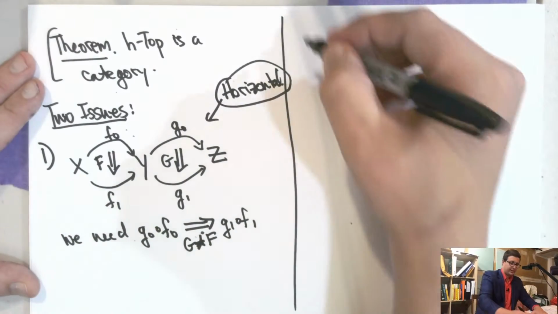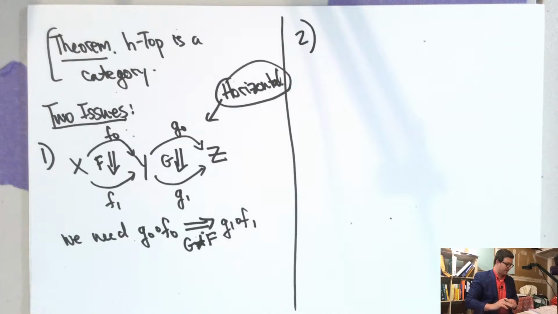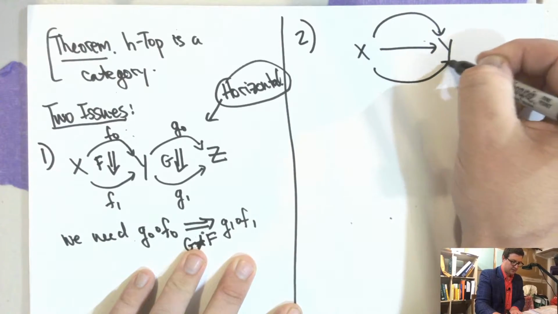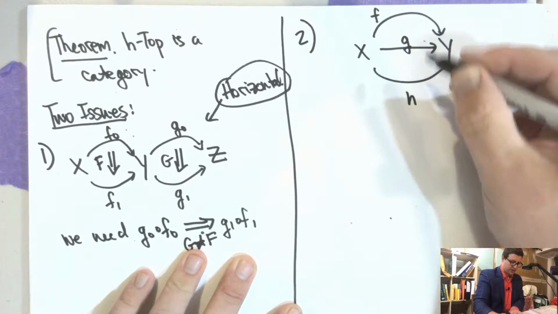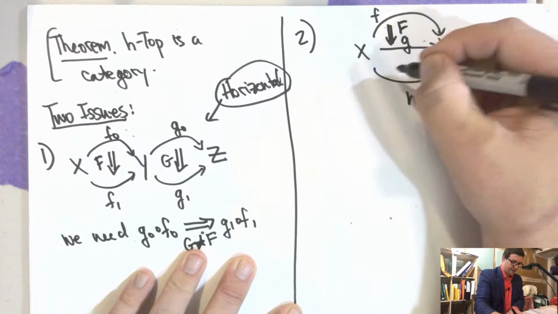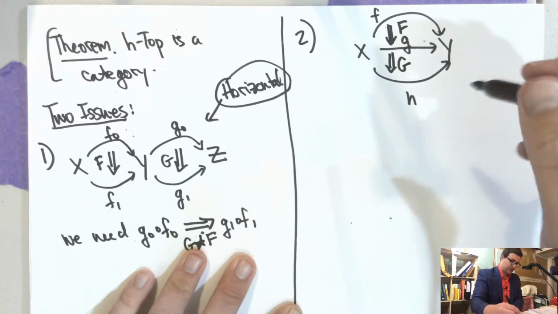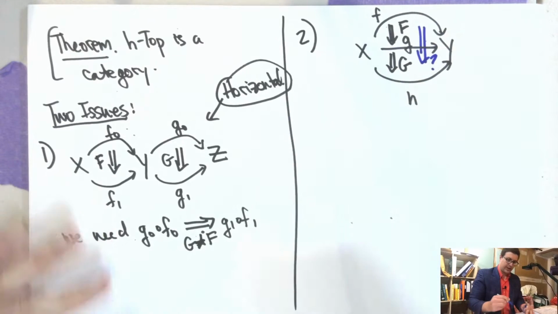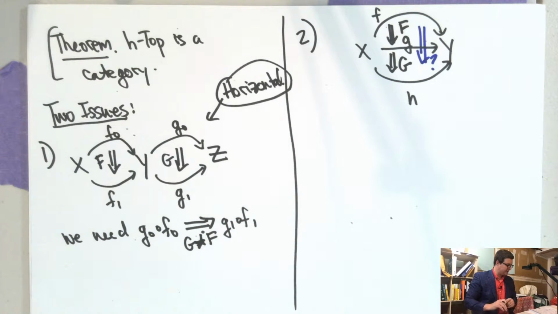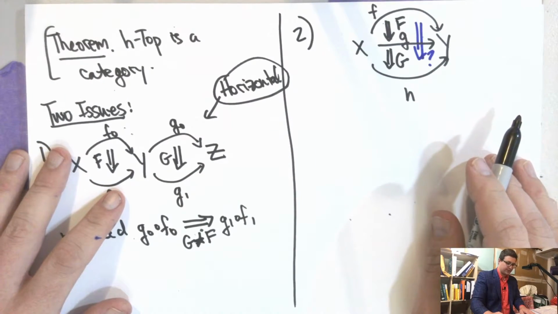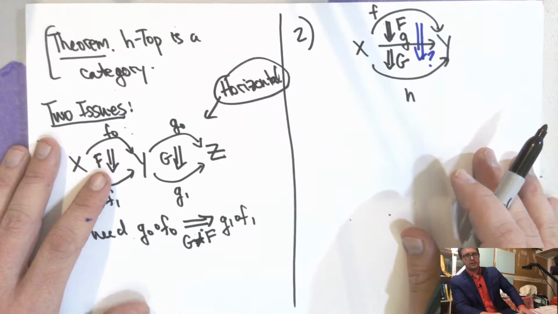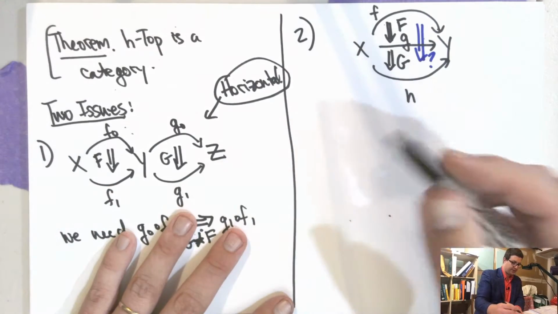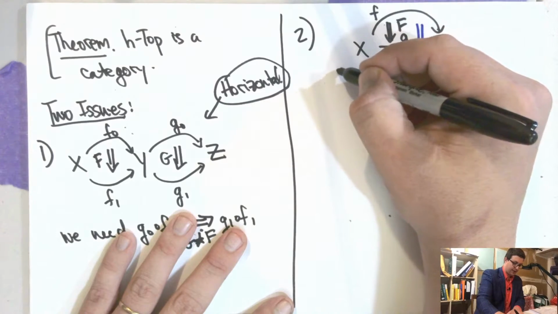Issue two is the same thing, but vertical composition. So I could have X going to Y, and then I could have three maps F, G, and H. If this one's homotopic by some homotopy, and this one's homotopic by some other homotopy, we want to know: do we get this one? Is there some way to get this? So this is, I guess, the transitivity issue in the equivalence argument. Maybe the reflexive and symmetric properties are the easiest ones, but this is like transitivity, and so this is really the vertical composition of homotopies.